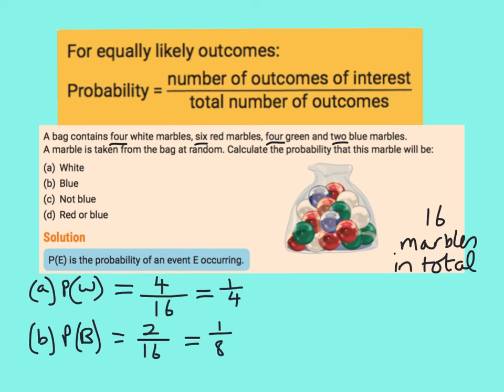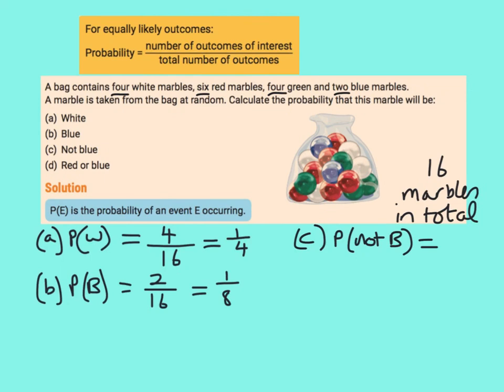Now, I want you to try the not blue. So let's say the P of not B. Have a go at that one for me now, please. So what we can do here is count up all of the other marbles that are not blue. So 4 plus 6 plus 4 gives me 14 in total. So 14 over 16. And that will give me 7 over 8.